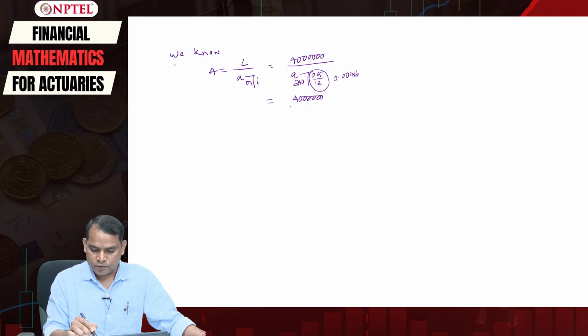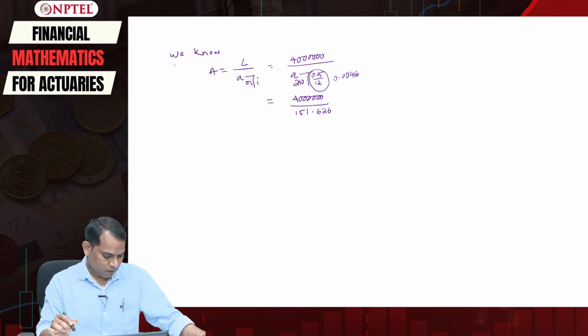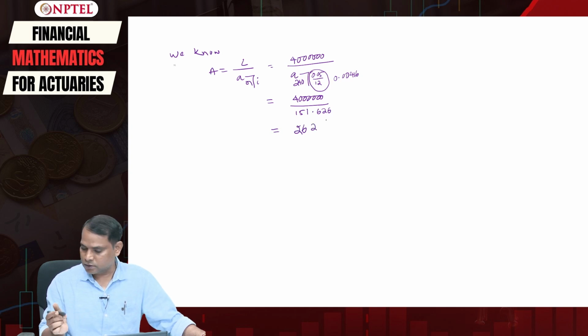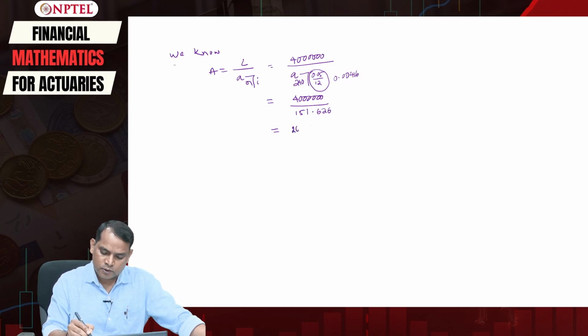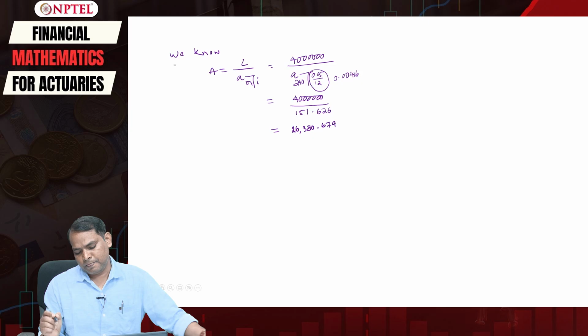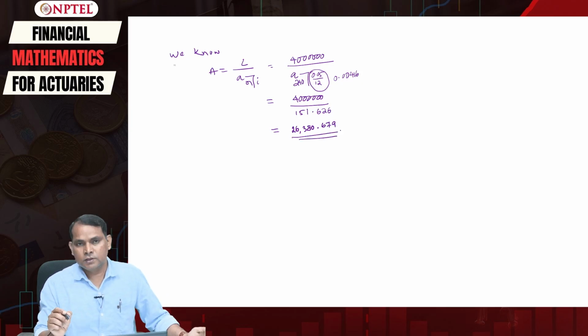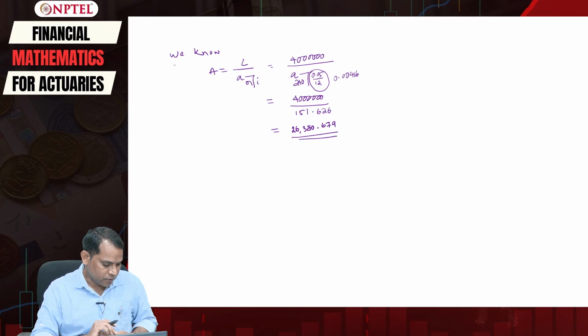Using this you can easily compute, that is 40 lakh divided by 151.626, which will be equal to 26,380.679. So this is the installment amount we have computed.